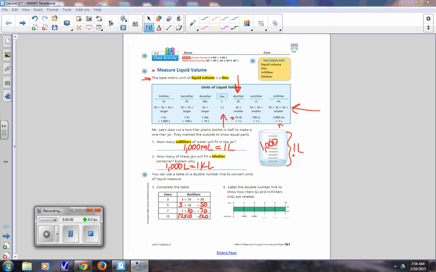It says 2 liters equals 2,000 milliliters. 4 liters equals 4,000 milliliters. 6 liters is 6,000 milliliters. 8 liters is 8,000 milliliters. And 10 liters is 10,000 milliliters. So it's exactly like what we were doing with meters, millimeters, centimeters, and decimeters, only it's for measuring liquid volume. And volume just takes up space, as does liquid.